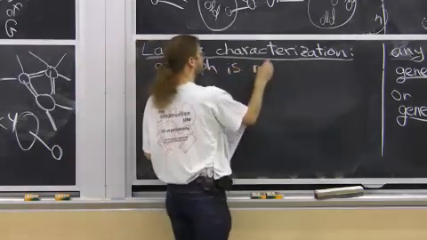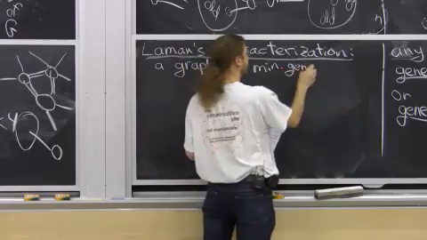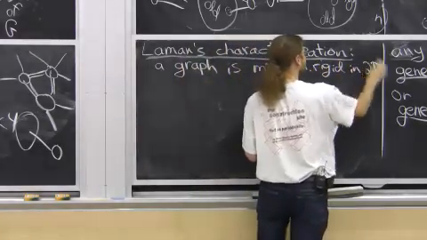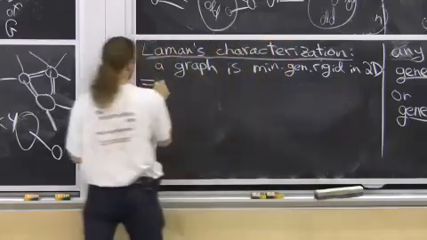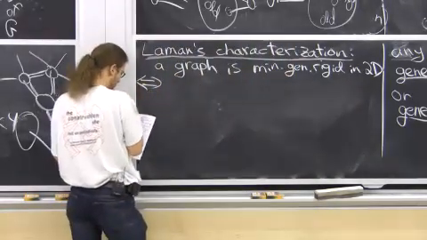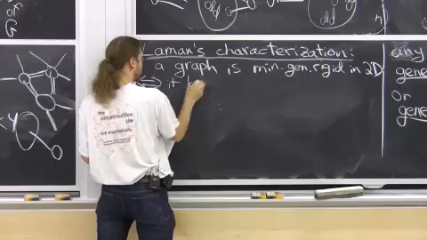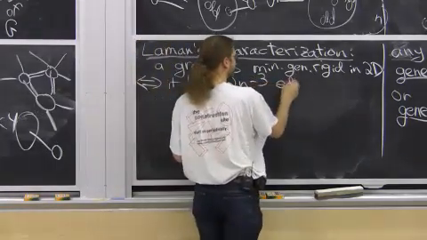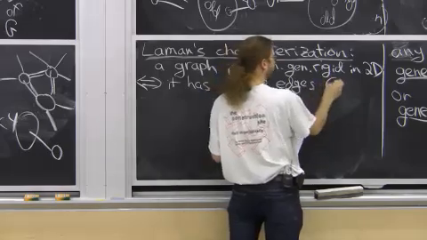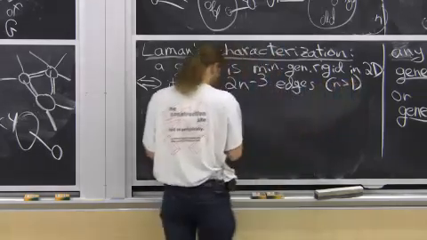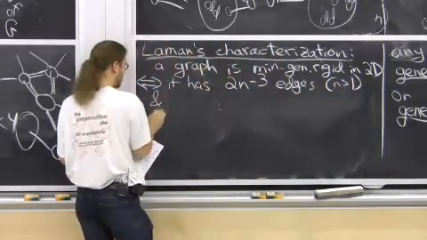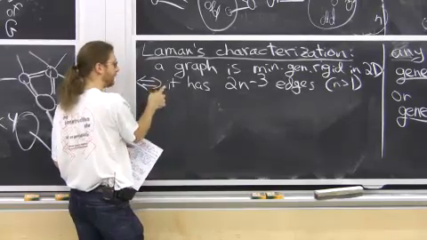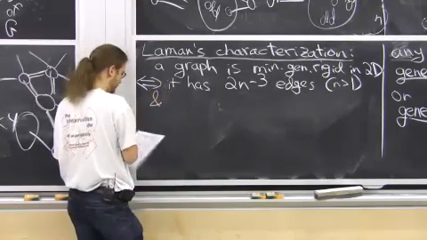Graph is minimally generically rigid in 2D if and only if it has 2n minus 3 edges. And again, I'm assuming the number of vertices is bigger than 1. And so far, this is just our regular degree of freedom analysis, but I said this wasn't enough. You need something else. Here's the something else.